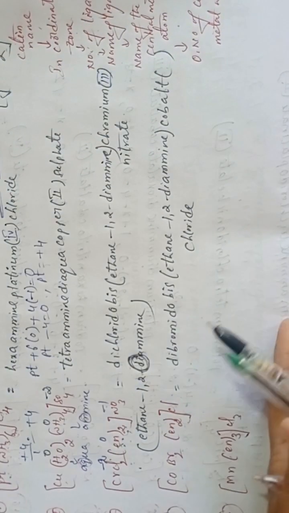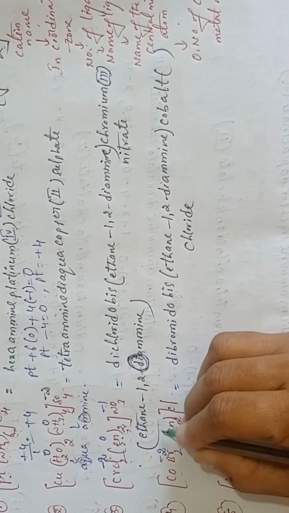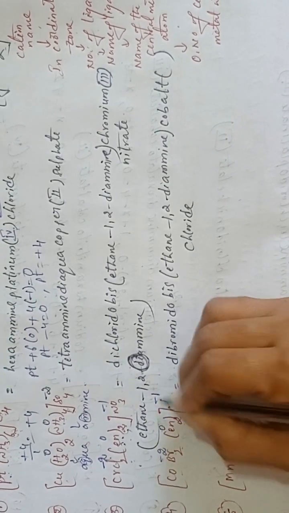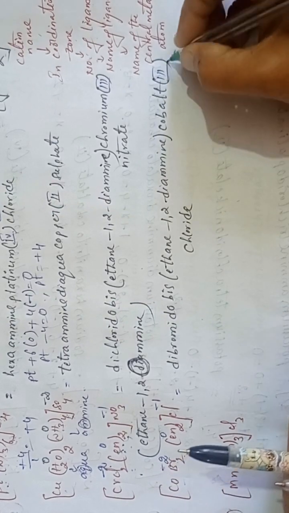Now calculate the oxidation number. Bromine oxidation number is -1. 2 atoms are there, so -2. En is a neutral ligand, chlorine is -1. So -2 -1 is -3, that means you will get +3 as the oxidation number.